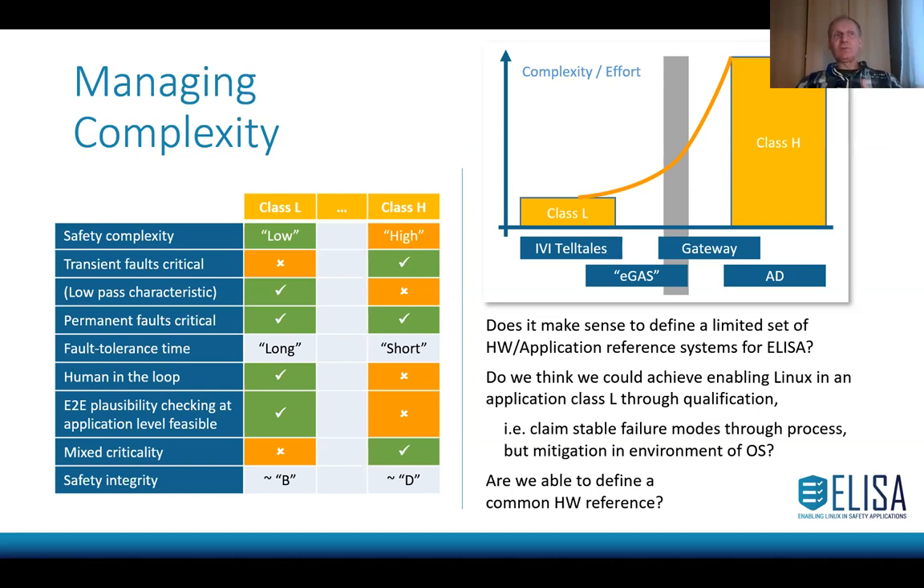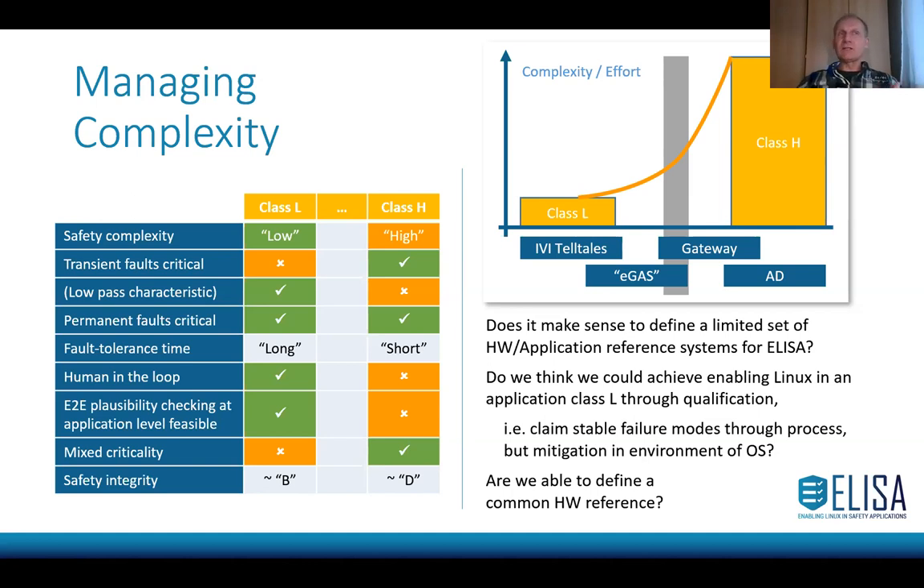So what we now also see is that there is the option of enabling Linux in a safety application, potentially even through qualification. So what does qualification mean? Qualification means you have a high quality development process that produces software, and the failure modes of that software are reasonably stable. So you characterize the failure modes, but then you put the mitigation of those failure modes around the software. You don't put it into the software itself.